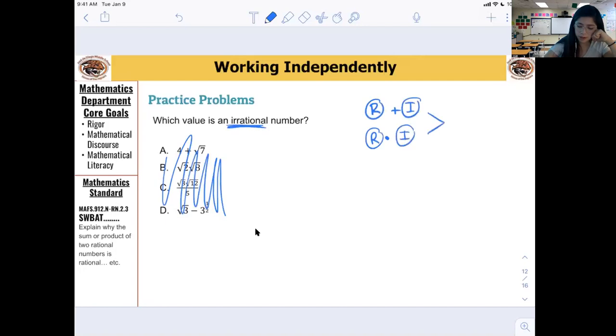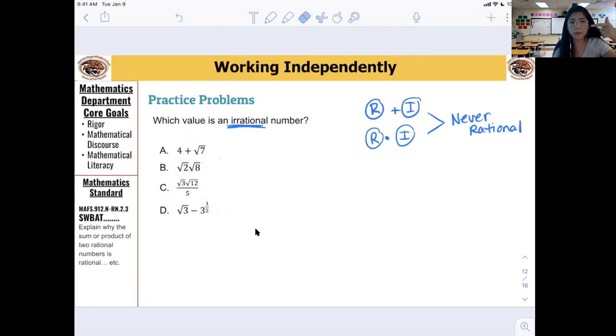Both of those are never rational. So first off, if it's asking which of these is an irrational number, then you're going to be looking for an answer choice that has a rational number with an irrational number. But now let's take a look at what we have. I'm going to work backwards, from the bottom up.